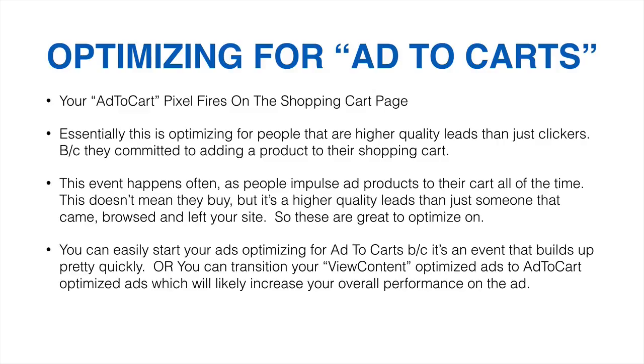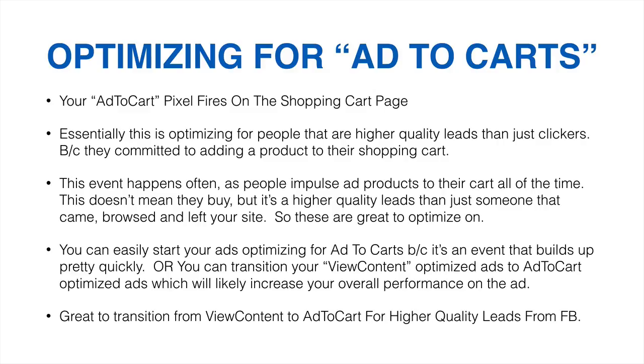Or you can transition your ads from view content to add to cart optimized ads, which could likely increase your overall performance on the ad. So in other words, if you have some ads that are currently running and you told Facebook, hey, show this ad to people that are more likely to actually click on the product, you can transition that and create a new ad for the same product, but say, hey, now that I've got some data and I've been running this for a little while, let's go up to the next tier and let's start optimizing this ad for people that are more likely to add a product to the shopping cart. So you can transition from view content to add to cart for higher quality leads from Facebook, okay? So this is kind of like phase 2, step number 2.